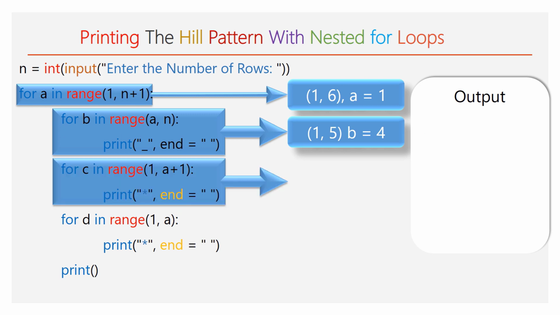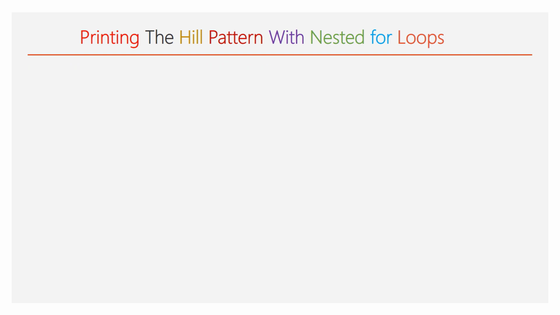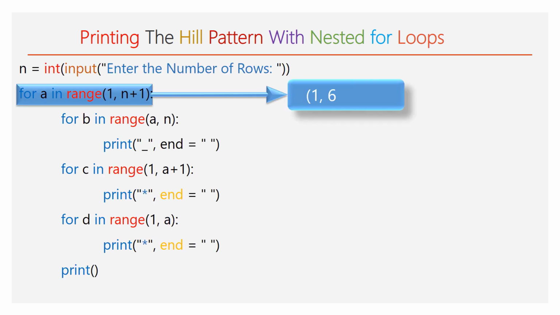The second inner for loop is having the range 1 to a plus 1. Here the range is 1 to 2. It will iterate only for one time and one star will be printed. The execution will go to third inner for loop and it doesn't iterate. Empty print function is executed. The cursor will move to new line. The value of a is incremented by 1.